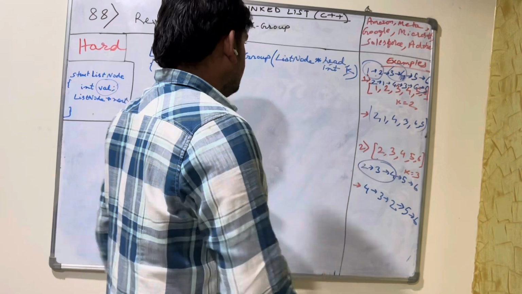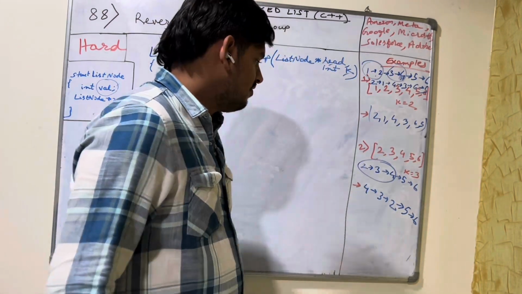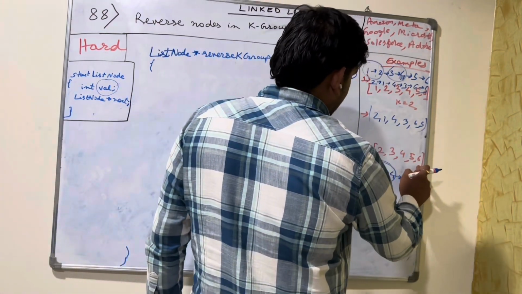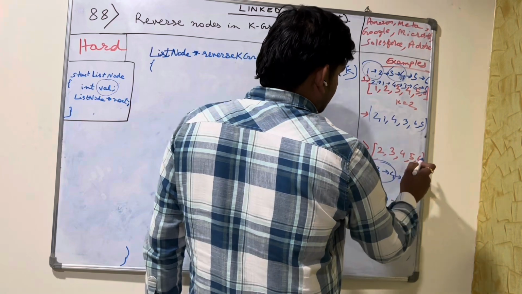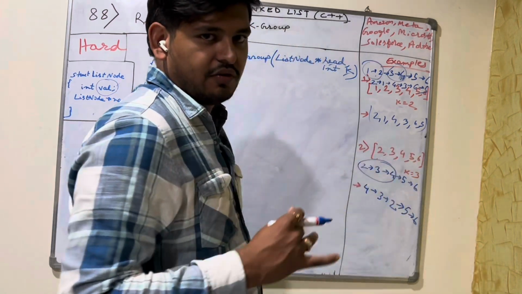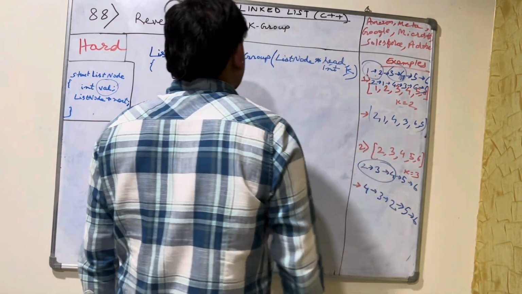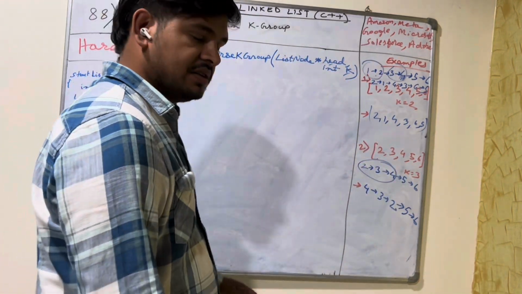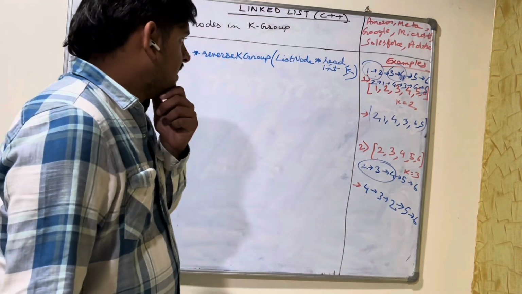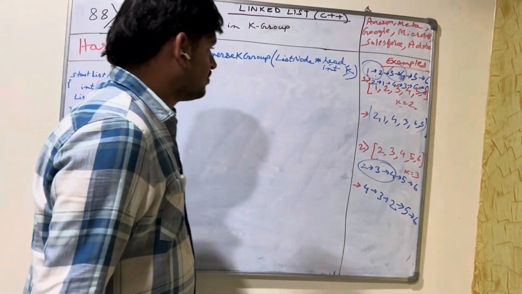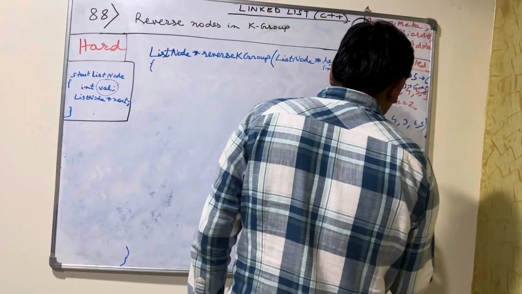Okay, so how will we solve it? If we had to reverse it directly, it would have been 5 4 3 2 1, the full reverse of the linked list. But here we are reversing it in groups of K. So how can we solve this? The difficulty level for this question is hard. It's a little bit tricky, but it's not that difficult.